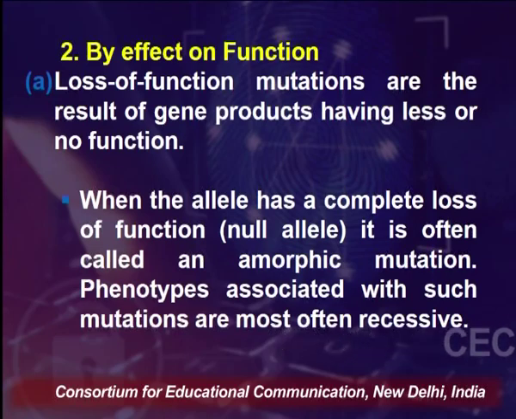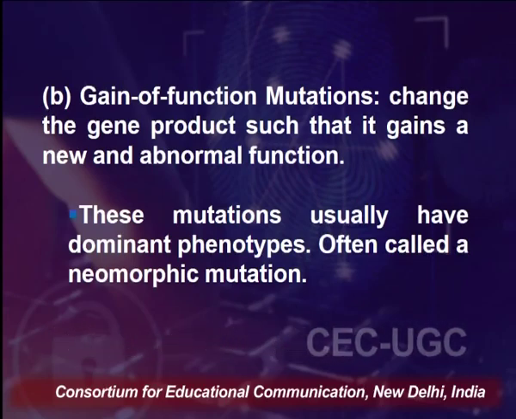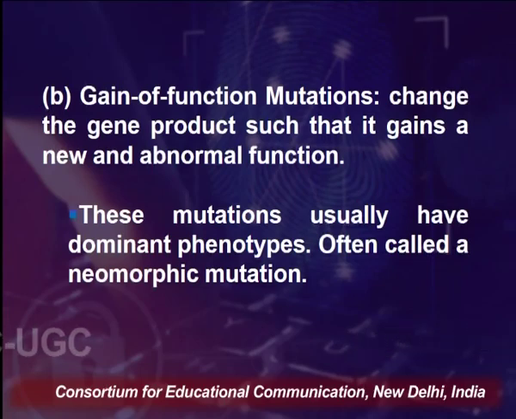When the allele has a complete loss of function, it is often called an amorphic mutation, and phenotypes associated with such mutations are often recessive phenotypes. Whereas gain of function is when the gene product gains a new and abnormal function. These mutations usually have a dominant phenotype and we can call them neomorphic mutations.